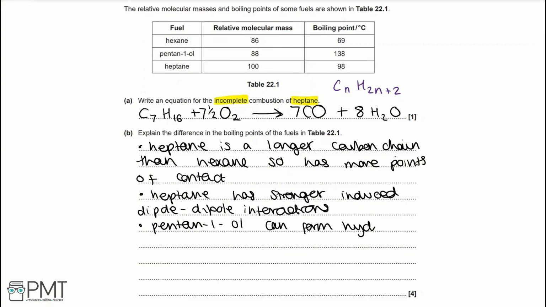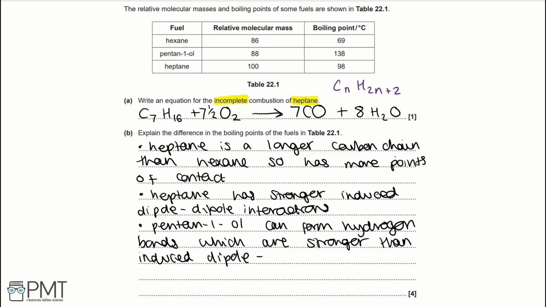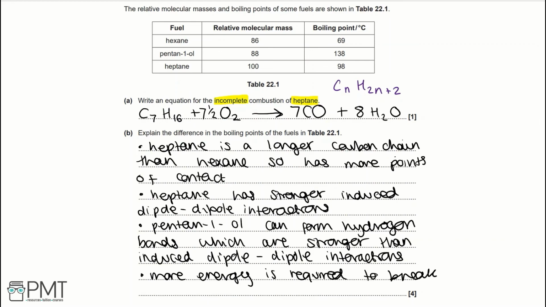So to get the 4 marks for this question, there are 4 bullet points that I'm writing here, and each of these bullet points is a marking point. And as you can see, the bullet points correspond with the boiling points because more energy is required to break hydrogen bonds, which is why pentan-1-ol has the highest boiling point, and heptane has stronger induced dipole-dipole interactions, which is why it's got a higher boiling point than hexane. So it follows the trend that we're shown in Table 22.1, and therefore we're making sure that we're answering the question correctly and to our fullest potential.